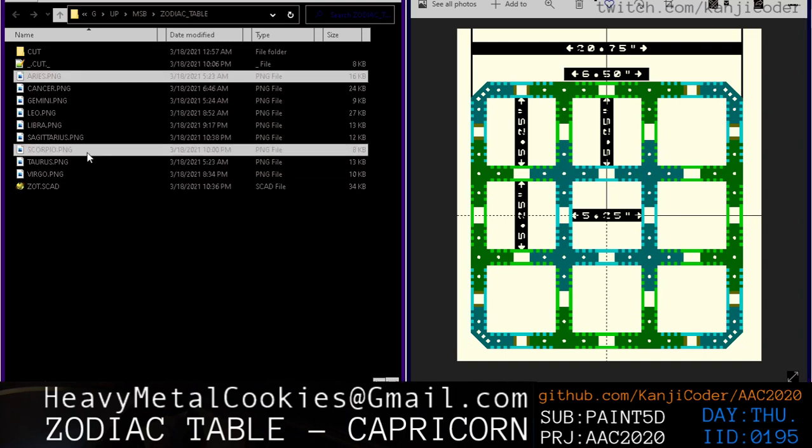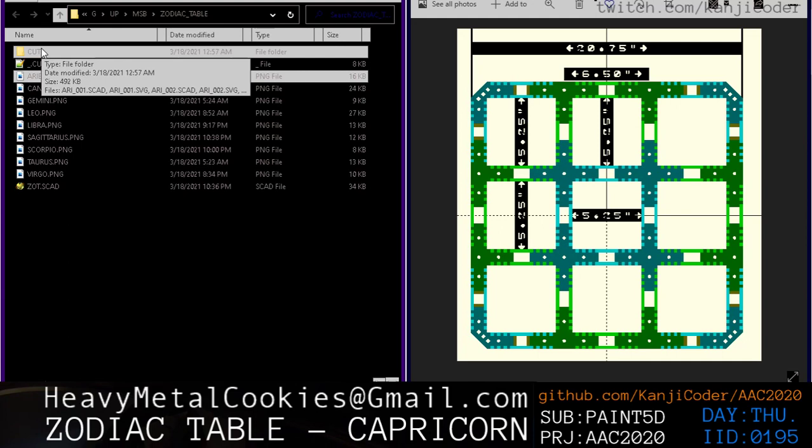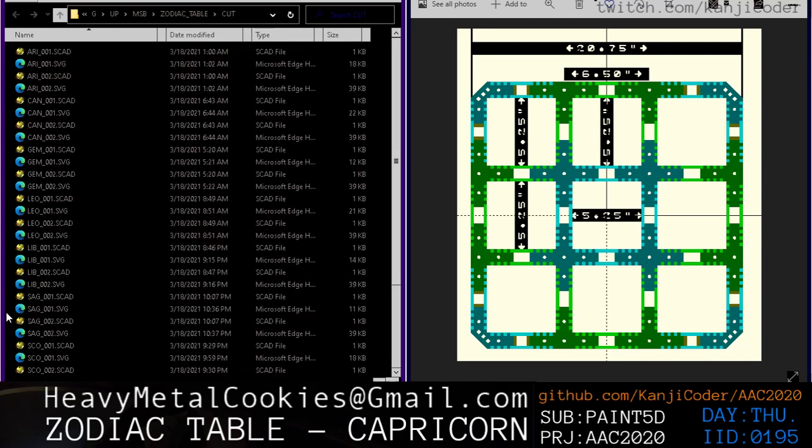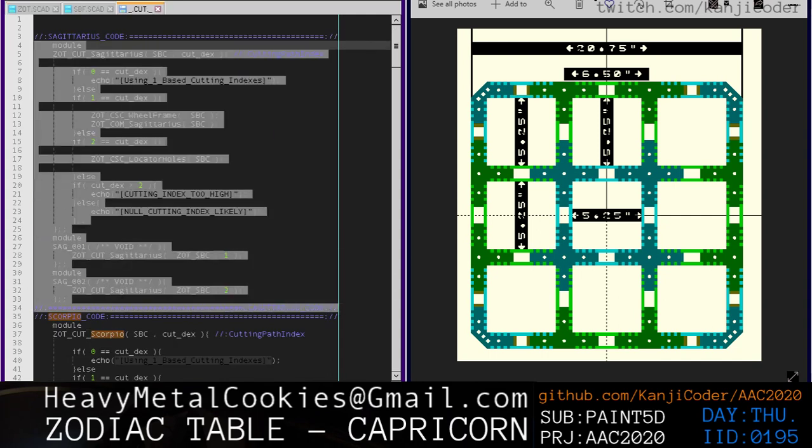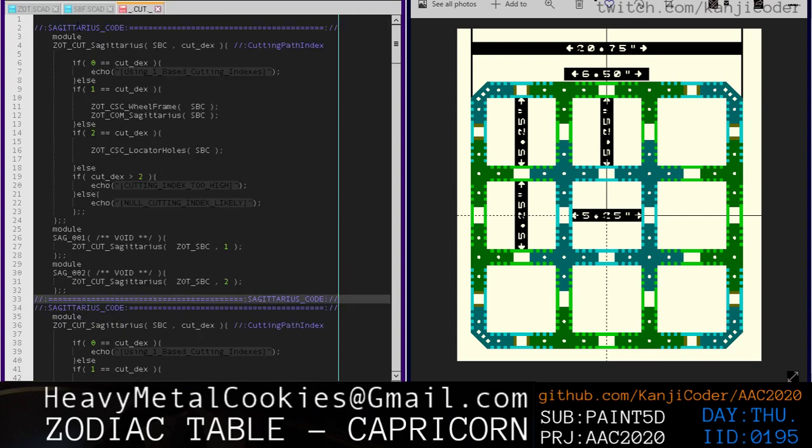I am getting a little bit tired, but I really would like to get all of them done. First of all, let's go into the cutting file, copy paste, and this is going to be the Capricorn. We're going to call this Capricorn code, and these are the things that need to be changed. Let's change them all really quick. Capricorn code, move this over here, and then this is going to be cap for Capricorn.